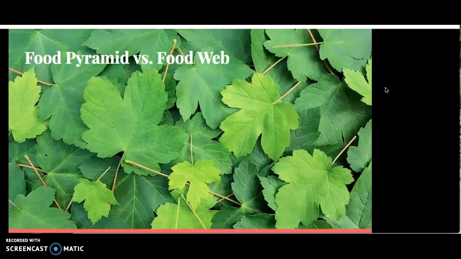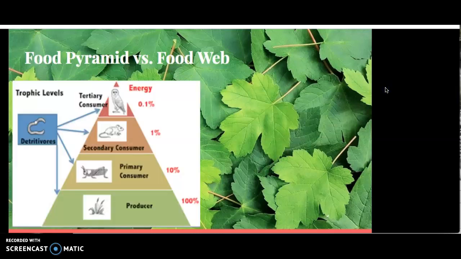Now let's look at the food pyramid versus a food web. Like I said in the first section, where I was showing you those trophic levels and going across the food chain, feeding relationships are not cut and dry. Some organisms are going to feed at various trophic levels.